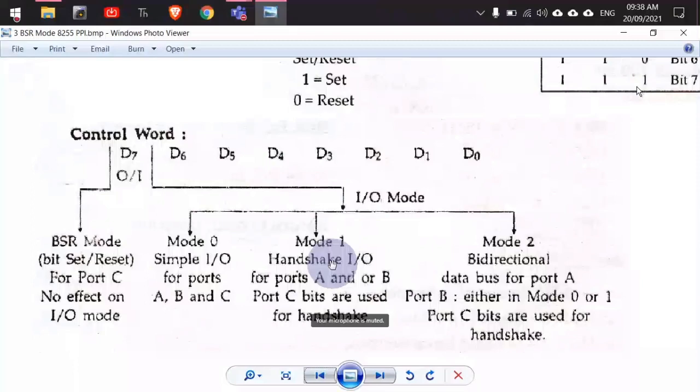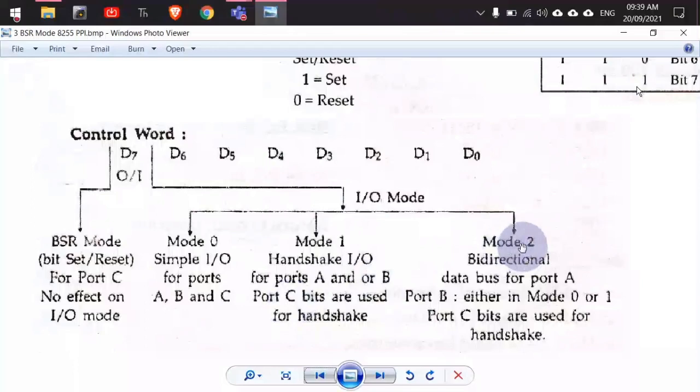So the handshaking mechanism is there, and for ports A or B, port C bits are used for handshake. As I have told you earlier, if handshaking comes into the picture, then port A and port B will be used as either input or output port, but port C will be assisting both of these ports for acknowledging the fact that the data has been transferred. So in mode 1, only two ports can be used, port A and port B, and port C will assist them, right?